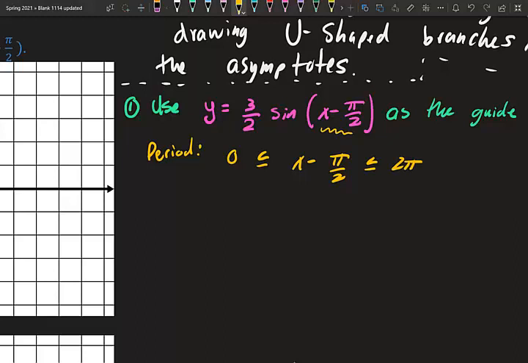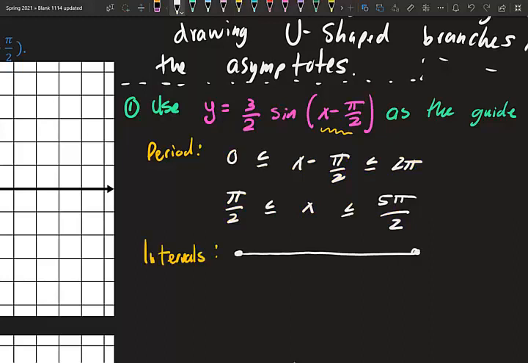So we're going to add pi over 2 to both sides. We have pi over 2 is less than or equal to x, and that's less than or equal to 5 pi over 2. Now we do our intervals. Our intervals are pi over 2 to 5 pi over 2. Halfway between that, we get 3 pi over 2. Our first quarter point is pi, and our last quarter point is 2 pi.